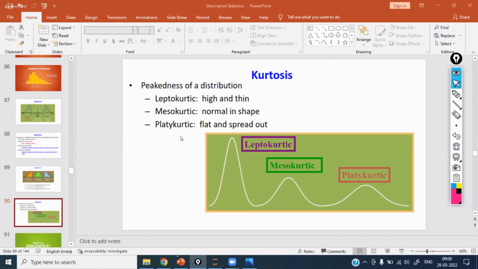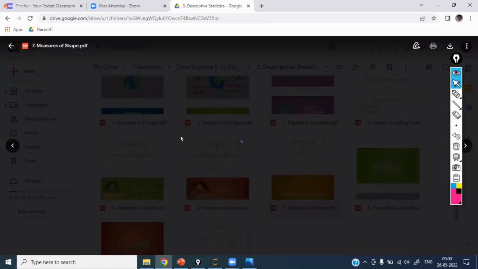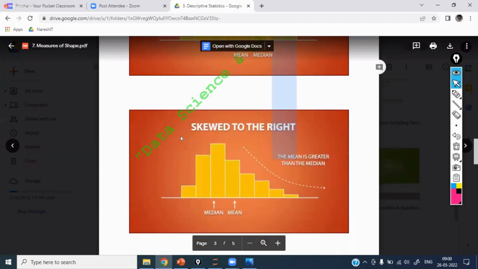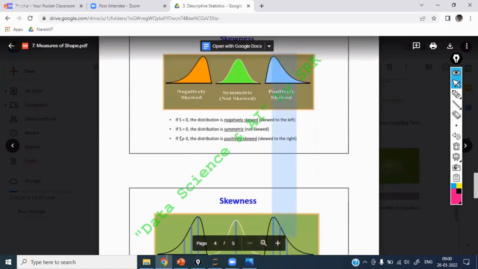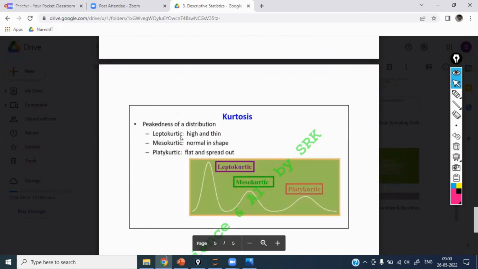The same thing I have uploaded in the drive also. In your drive, you can check the measures of shape with respect to skewness. The left skewed, right skewed examples I have given, and whatever diagrams I have shown you, everything I have uploaded along with the kurtosis. Everything is in the drive. Is that clear, guys?